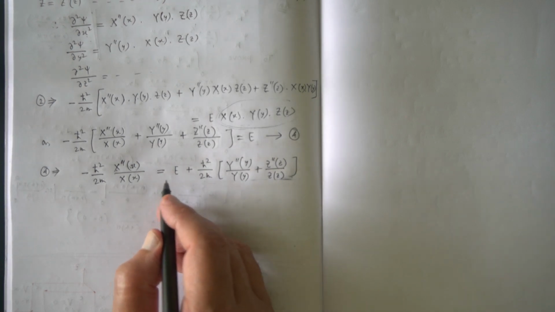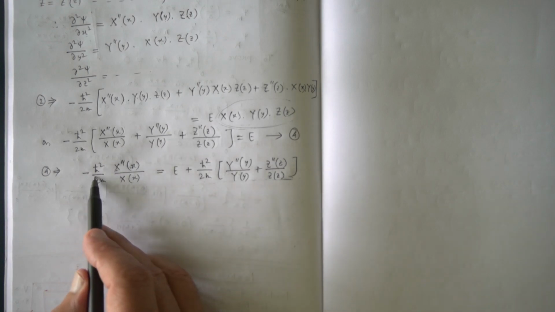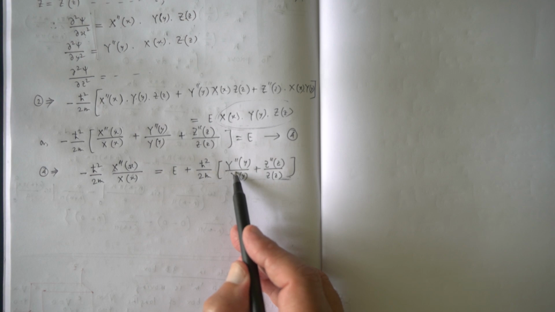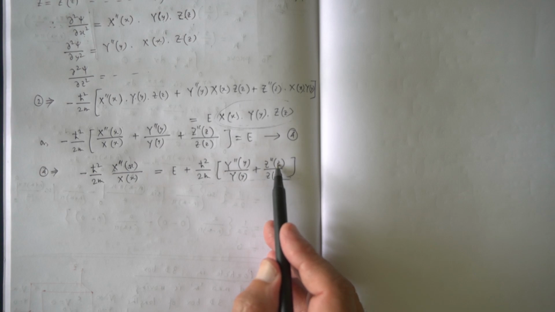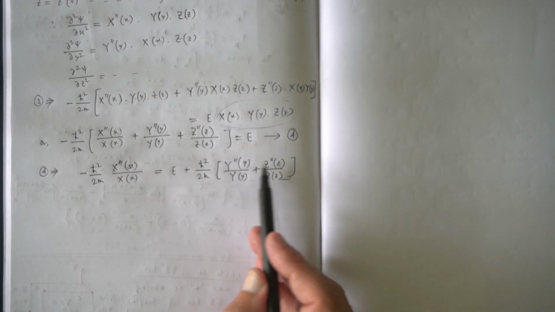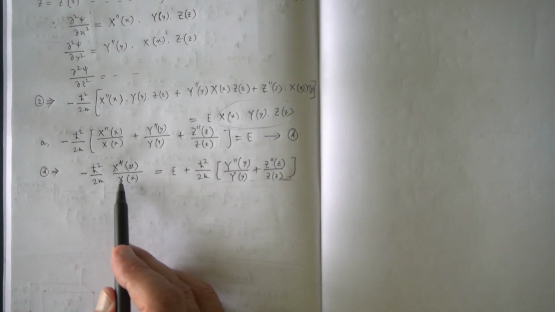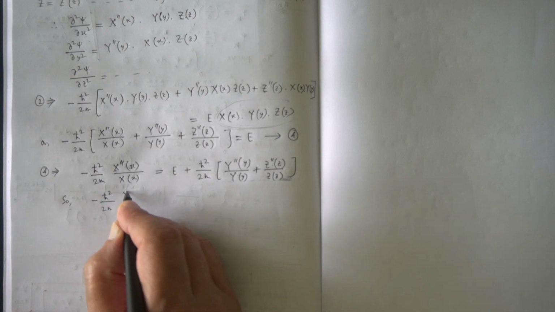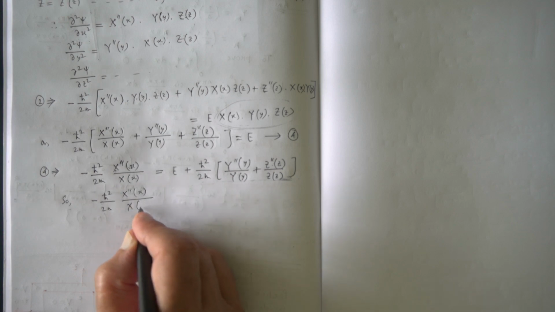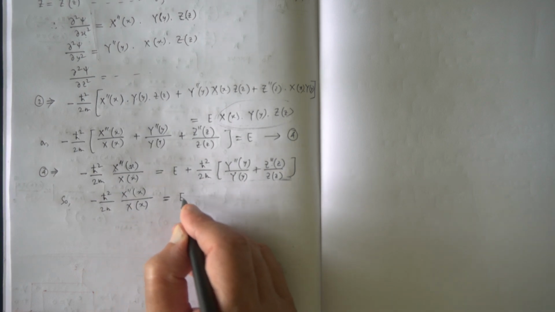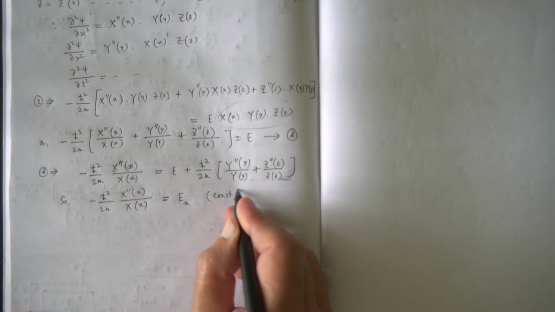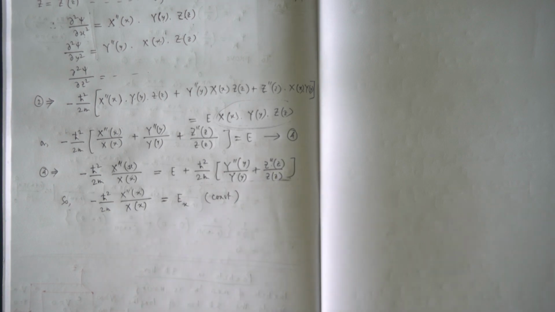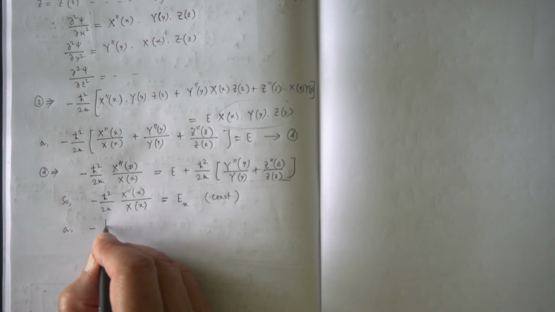You can say like this also: the left hand side depends on x, but the right hand side is independent of x. The right hand side depends on y and z only. Similarly, the right hand side depends on y and z, and the left hand side is independent. So we can say that this is equal to some constant. Let me write it as Ex. This is constant, because we are differentiating with respect to x, so definitely this will be constant.